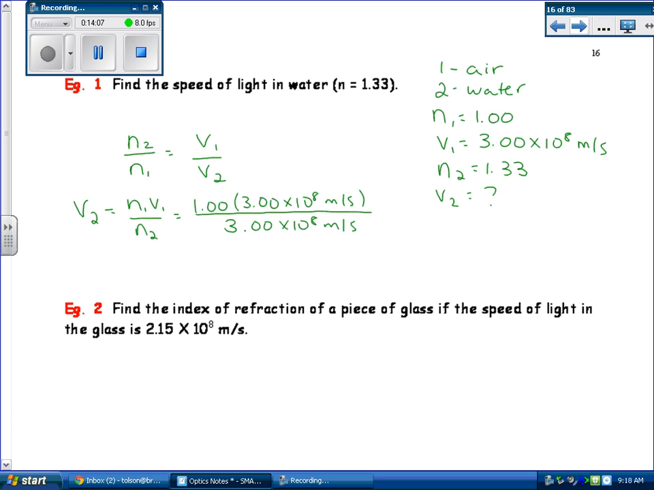The only place you can really make a mistake is that you want to keep your 1s consistent and your 2s consistent, right? So 1 is always air, 2 is always water in this example. The place where you can make a mistake, I suppose, is rearranging, not cross multiplying and dividing correctly, but most of us remember how to do that because we've been doing it for a few years.